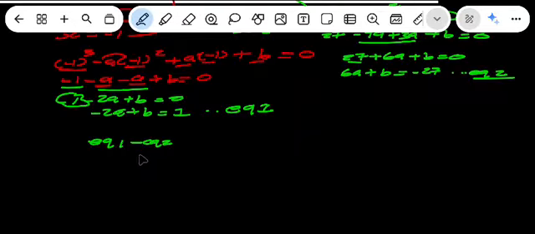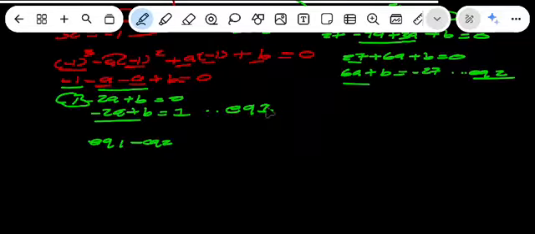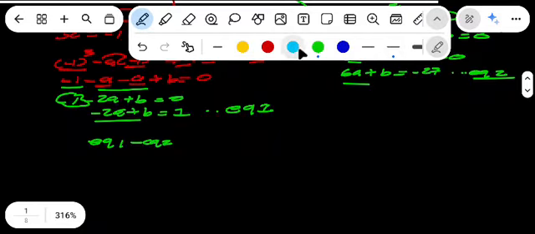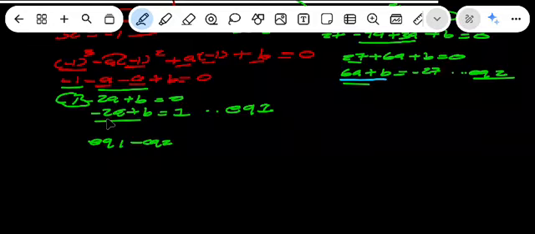What do I mean by saying that? Equation 1 minus equation 2, I mean you subtract this equation from this equation here. Check here, this is equation 1, isn't it? You subtract the left hand side with the left hand side, and the right hand side with the right hand side. All right, let me show you.